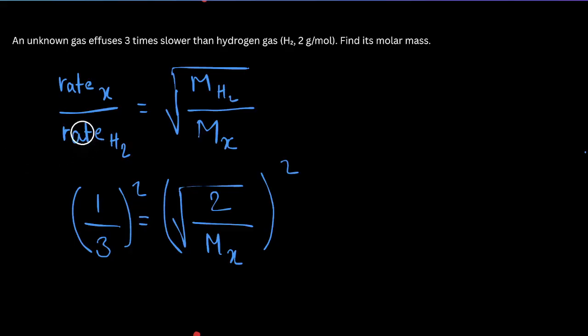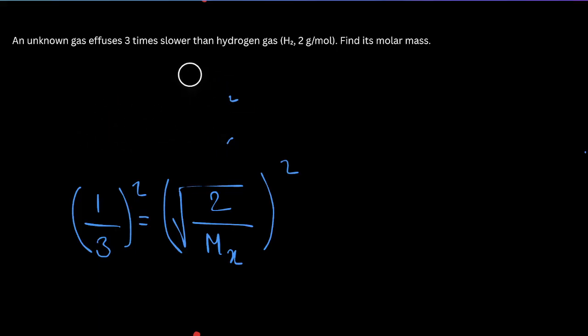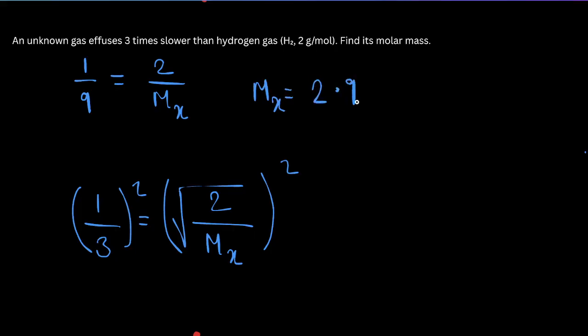Squaring both sides gives us 1 over 9 is equal to 2 over the molar mass of our unknown. And now, in order to solve for just the molar mass of our unknown gas, the molar mass of the unknown gas is going to be equal to 2 times 9, which is equal to 18 grams per mole. And this here is going to be our answer.